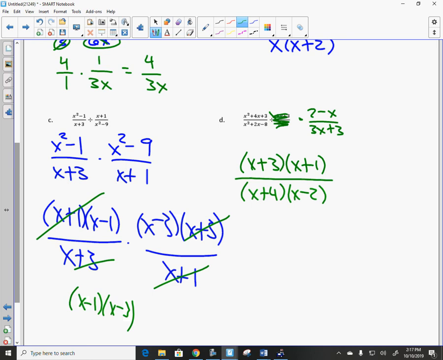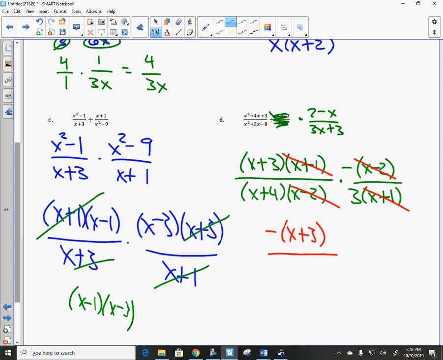Now, should we factor the top? Should we factor the top? Yeah. What do we factor out of the top? A negative 1. And when you do, you get x minus 2. What do you factor out of the bottom? The 3, you get x plus 1. So, start canceling. This is people's favorite part. X minus 2's go away. X plus 1's go away. On the top, a negative x plus 3.